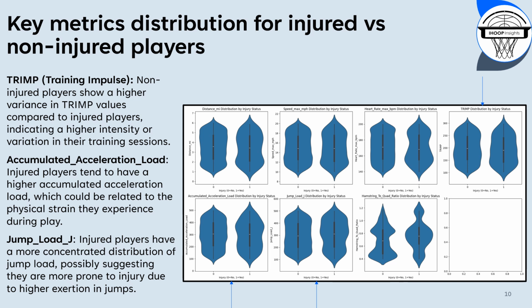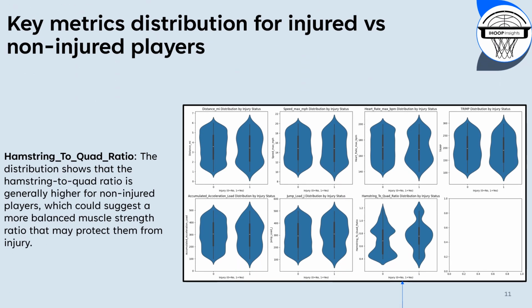Coming to the jump load. Injured players have more concentrated distribution of jump load, possibly suggesting that they are more prone to injury due to the higher exertion in jumps. Let's talk about the last chart, which is hamstring to quad ratio. The distribution shows that the hamstring to quad ratio is generally higher for non-injured players, which could suggest a more balanced muscle strength ratio that may protect them from injury.